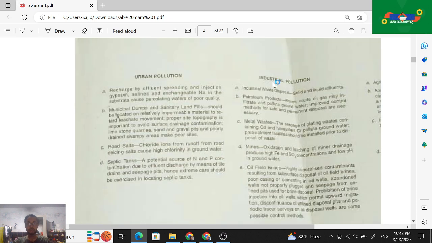Then number 2 is industrial pollution, which includes industrial waste disposal, that is, solid and liquid effluents. Then in petroleum production, brines and crude oil or gas may infiltrate and pollute the groundwater, and improved control methods for safe and permanent disposal are necessary.